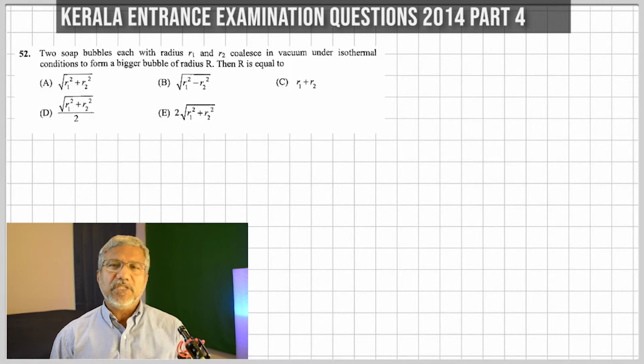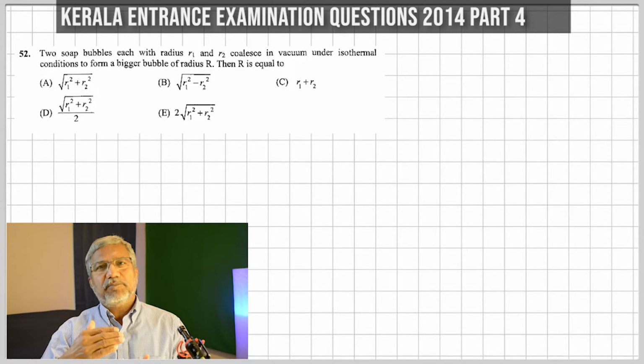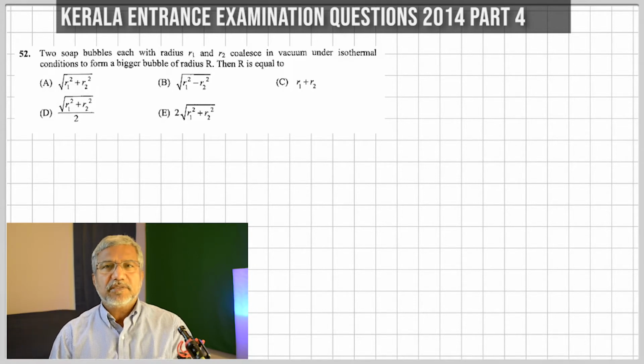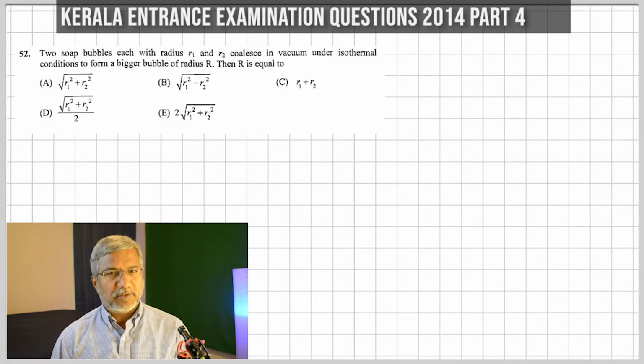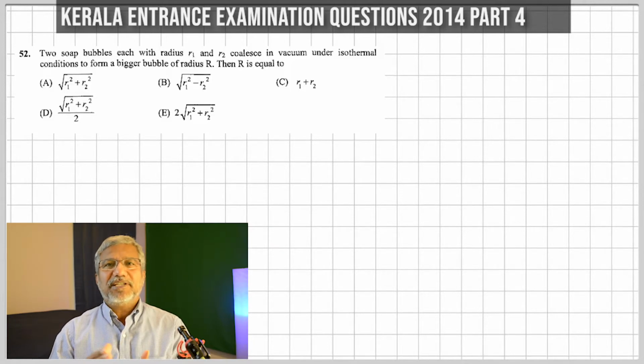For proving this, we will use Boyle's law. Why? Because Boyle's law is applied under the condition that temperature is constant. So here it's an isothermal process, which means temperature is constant. So we're going to apply Boyle's law. What is Boyle's law? Pressure times volume is a constant.